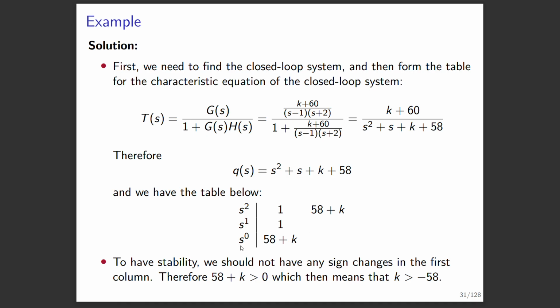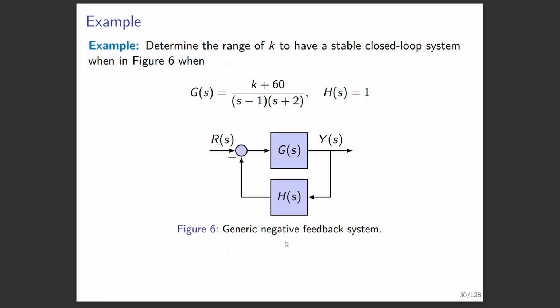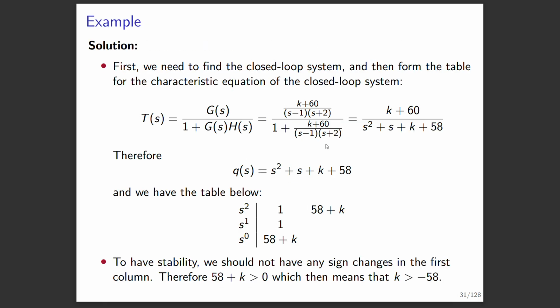So this is going to be the Routh-Hurwitz table. How many sign changes do I have? Well, this is a positive number, this is a positive number, this, I don't know, depends on the value of k. So the question says, find the range of k for which the system is stable. If I want to have stability, I should have no sign changes in the first column. This is positive, so I must have 58 plus k being positive to have stability. So k should be greater than negative 58.